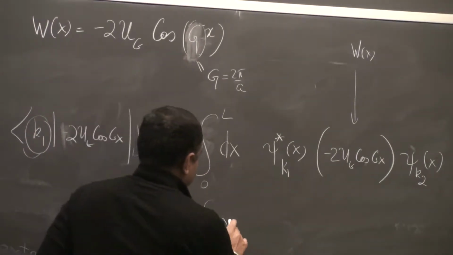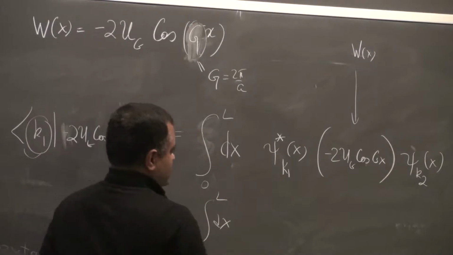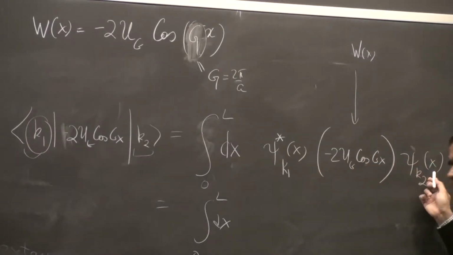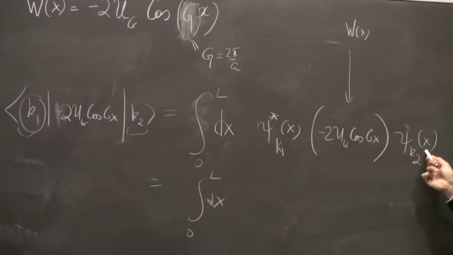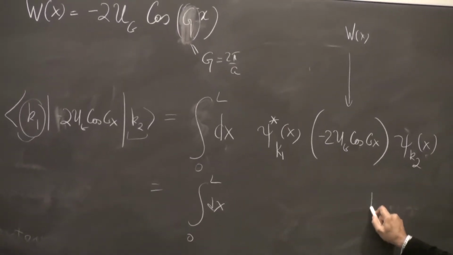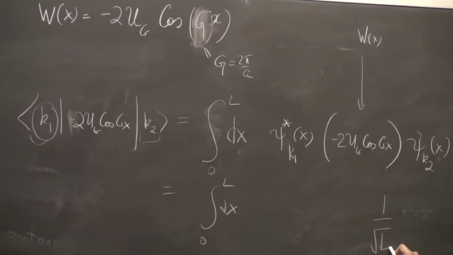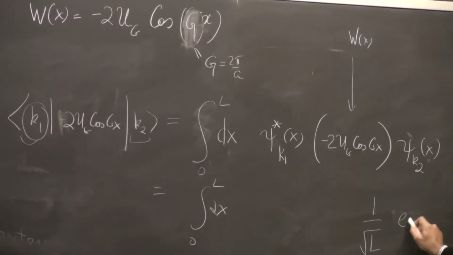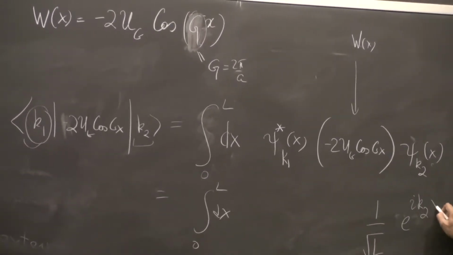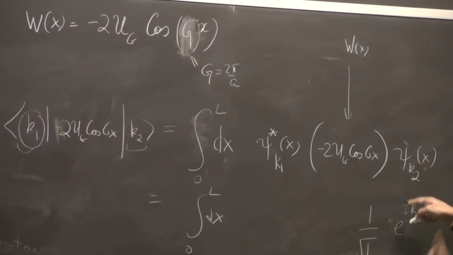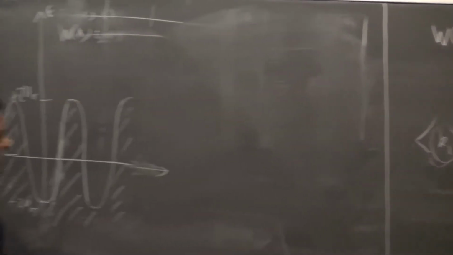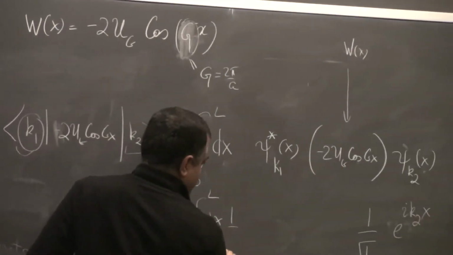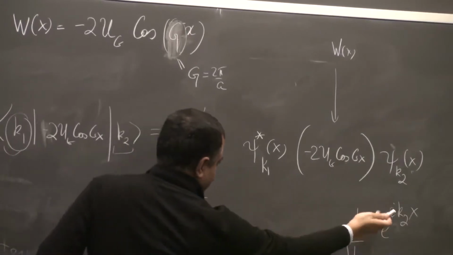Maybe you can help me write down these two terms first. What is psi of k2 of x? How do I write that? It's a 1D problem, particle on a ring. So 1 over the square root of the length, times e to the i k2 x, where k2 is the index. Now psi star of k1 is the same formula, but psi star is a complex conjugate, so you get a negative sign with k1.